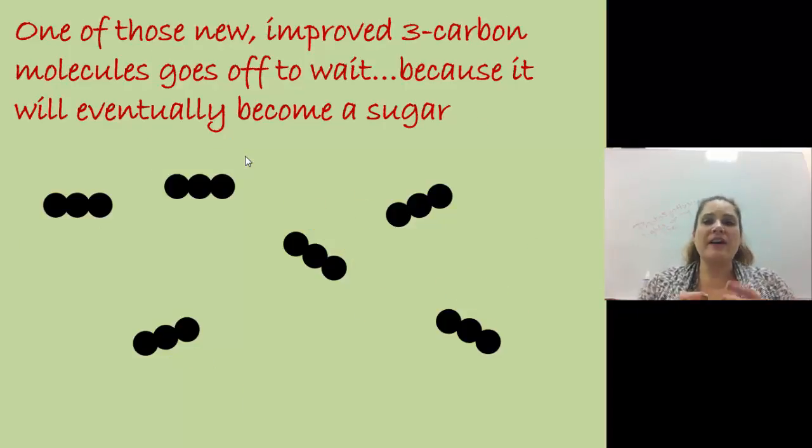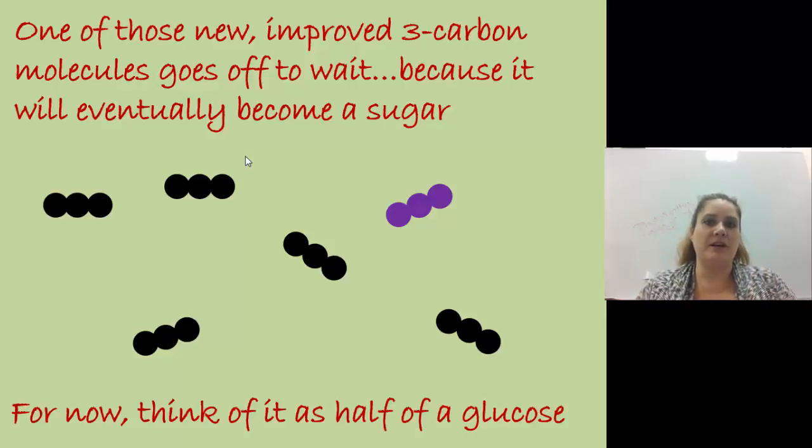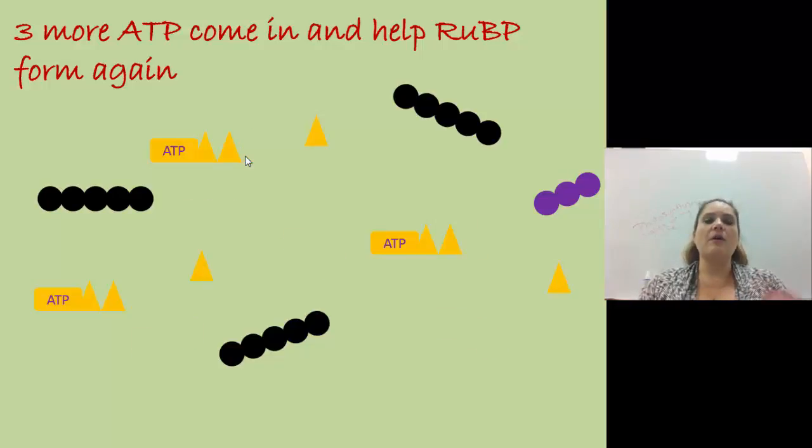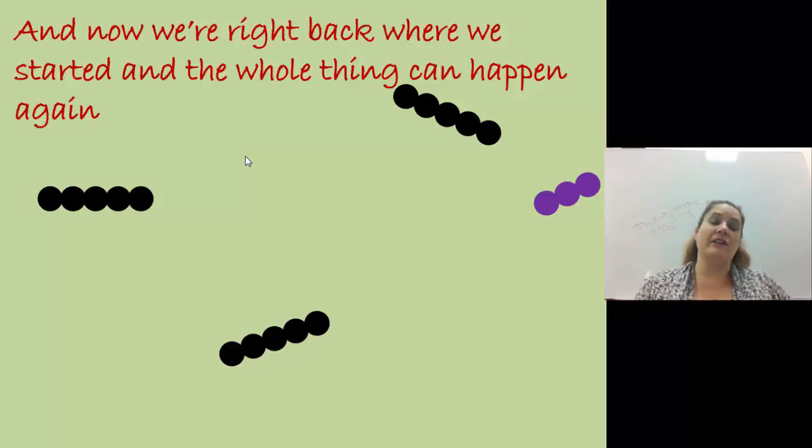Okay? So now we've got these new improved 3 carbon molecules. Only one of those gets to go off and is eventually going to become a sugar. For now, you can think of it as half a glucose molecule. 3 more ATP are going to come in, and what those 3 ATP do is they help those little 3 carbon molecules turn back into RuBP. How many carbons were in a RuBP? 5. Good. So those ATPs are going to help RuBP form again. Those ATPs are going to go back, and the ADPs are going to go back, and they're going to get recycled. And now we're right back where we started, and the whole thing can happen again.